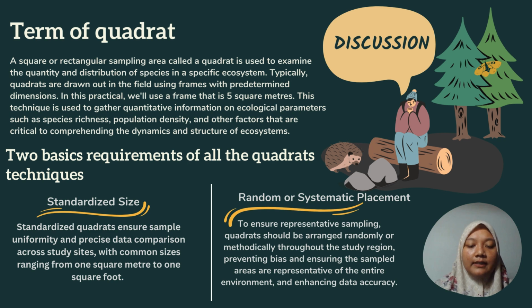For the discussion, a quadrat is a rectangular sampling area used to analyze species distribution in a specific ecosystem. They are typically 5 square meters in size, providing quantitative data on ecological parameters like species richness and population density. The quadrat technique requires standardized size and random or systematic placement. Standardized quadrats ensure sample uniformity and precise data comparison across study sites. Meanwhile, random or systematic placement ensures representative sampling, preventing bias and enhancing data accuracy.